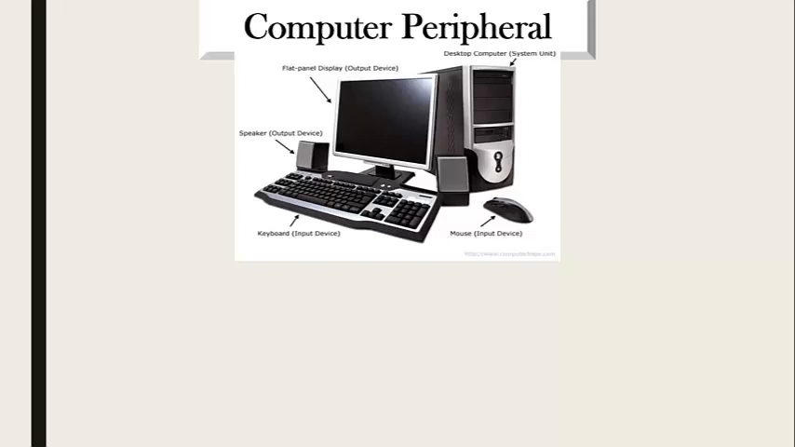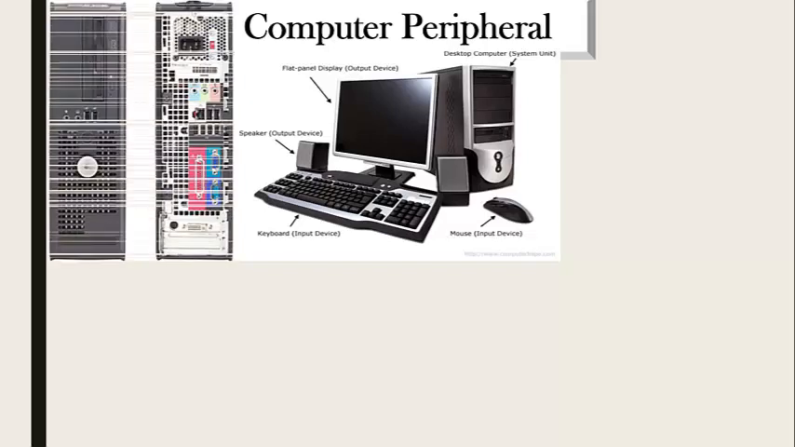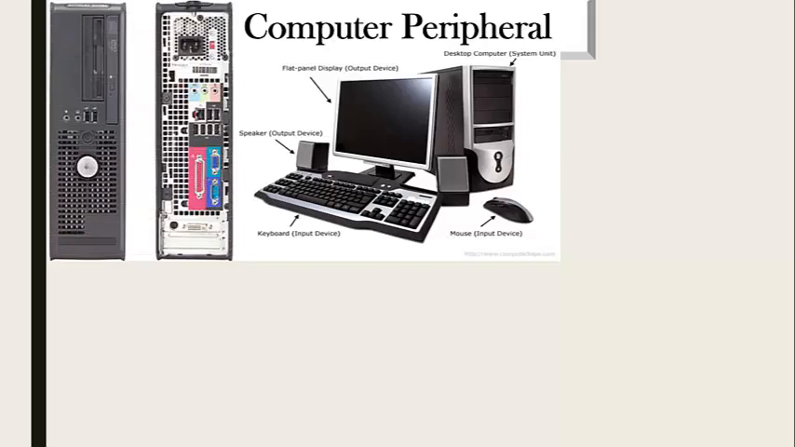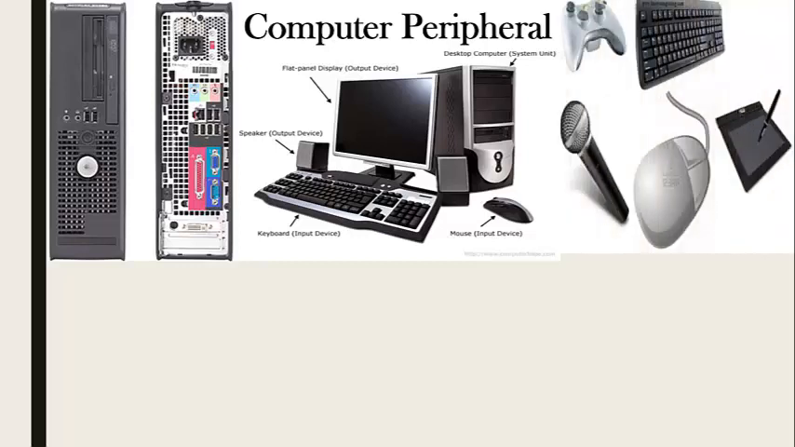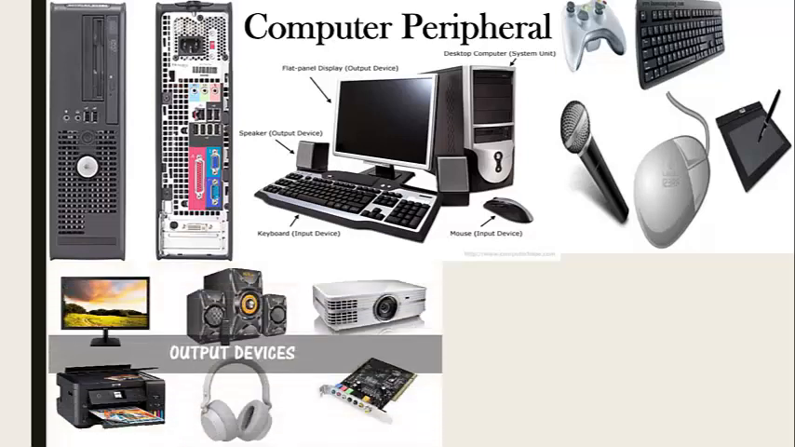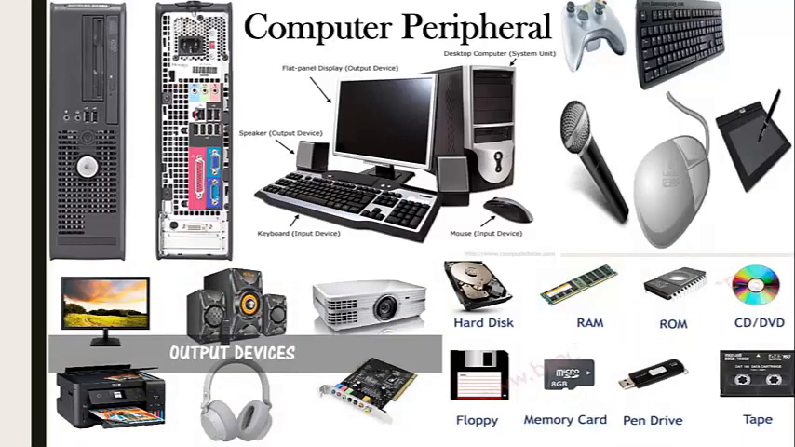Computer peripherals are devices that are connected to a computer, but are not part of the core computer, and are usually connected to the system externally. There are three general types of peripheral devices. Number 1, input devices. Number 2, output devices. And third is storage devices. The topic we are going to discuss today is input devices.